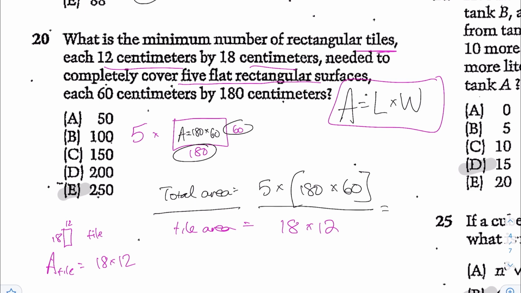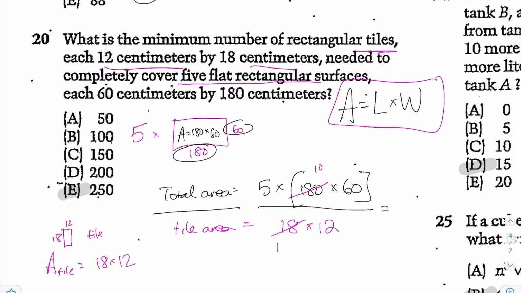Now, when you actually have these numbers, I'll have to do 5 times 180 times 60 divided by 18 times 12 in parentheses. You can cross simplify here. So 180 and 18 have 18 as a common factor, and when you cancel out that 18, you end up with 10 in the numerator and just 1 in the denominator.